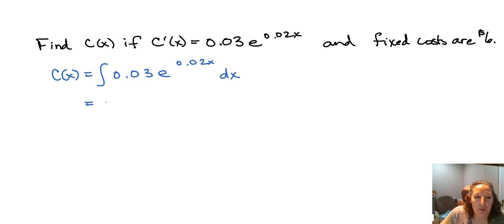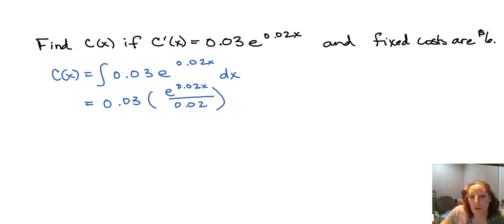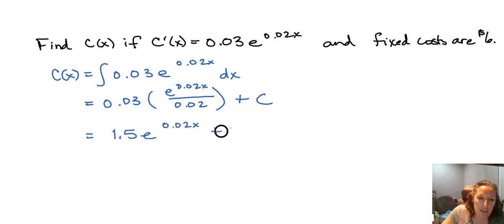So when we take that antiderivative, our 0.03 is just going to be a coefficient multiplied by the antiderivative of e to the 0.02x, which is e to the 0.02x divided by the derivative of that exponent, plus c. And if we clean that up a little bit, 0.03 divided by 0.02 is the same thing as 3 over 2, or 1.5, e to the 0.02x plus c. So that is our cost function, c of x.